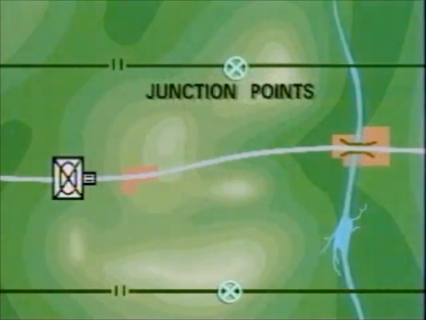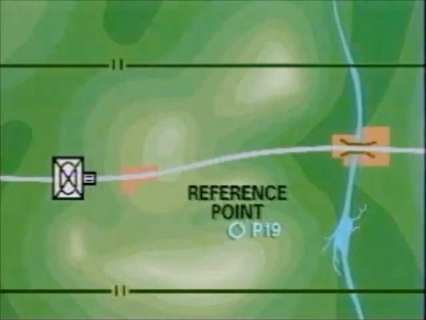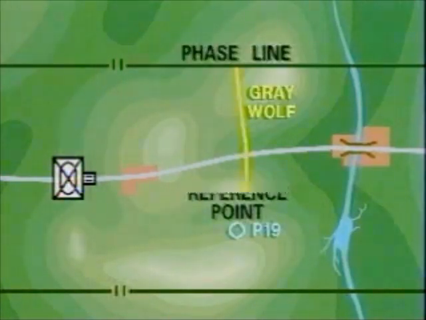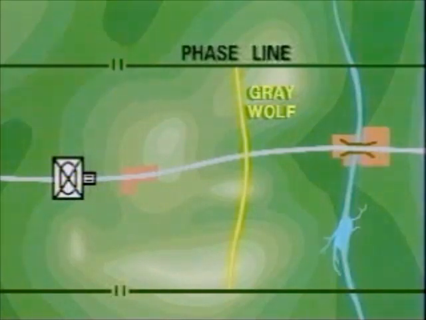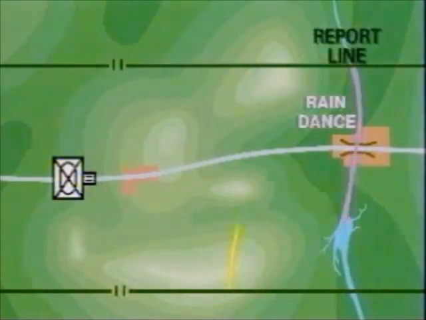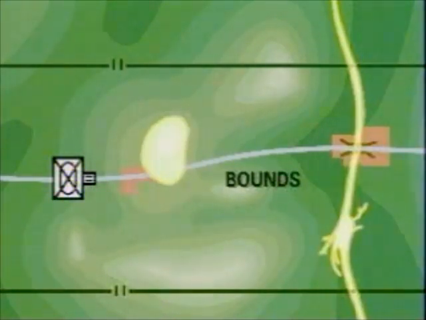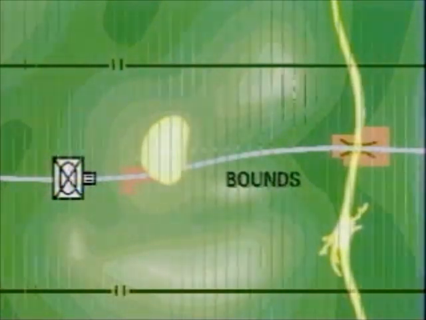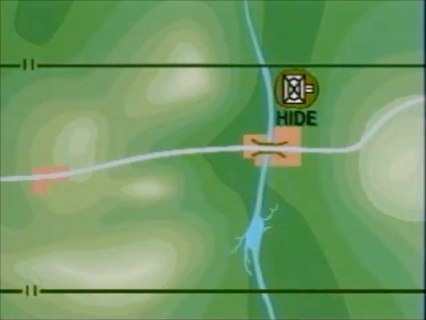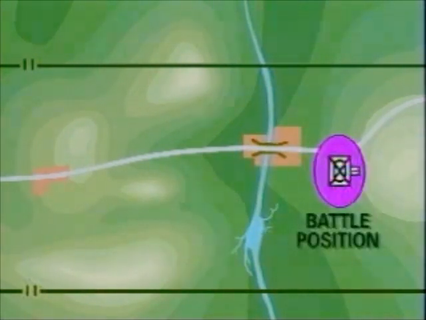Junction points are used for direct liaison, if required, and reference points assist in locating subunits on the ground. Phase lines are easily recognizable terrain features used to control progress and coordinate movement. Report lines are designated terrain features at which troops must report to their command echelon. Bounds are tactical features used for control purposes. A hide is a location occupied by troops prior to their moving to a battle position, which is a defensive area occupied by a combat team or a rifle company.